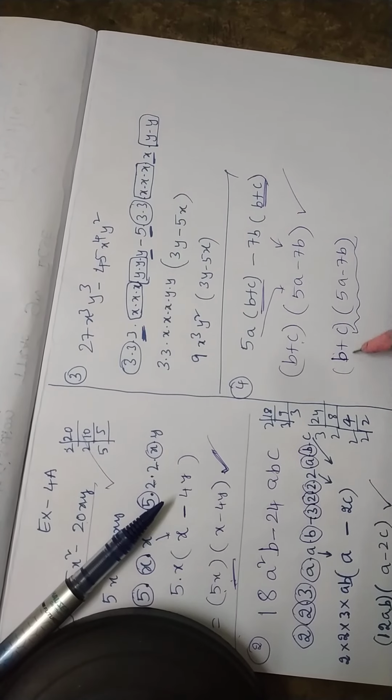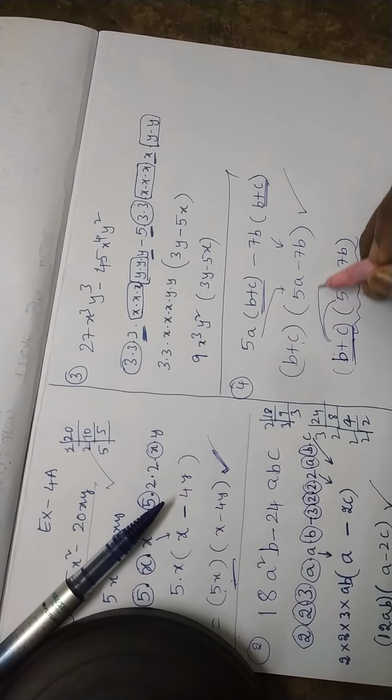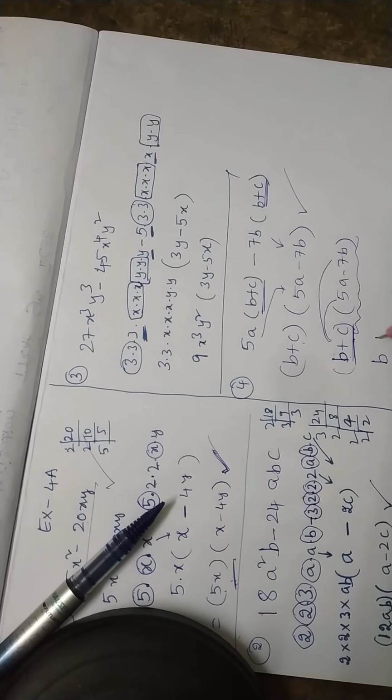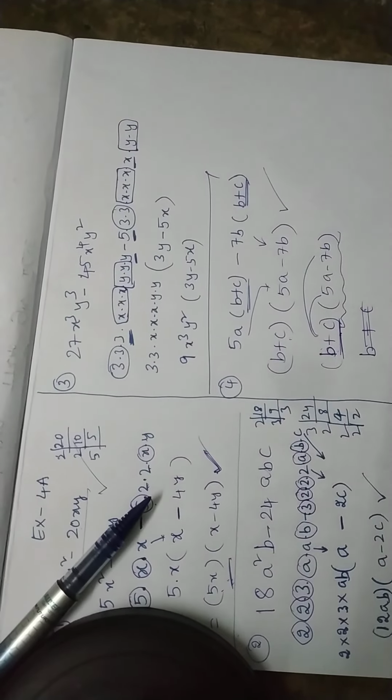If you keep the brackets, so this complete binomial you are multiplying using distributive property. Otherwise, b is one term, c into everything is treated as the other term. So that is why brackets are so important. Okay.